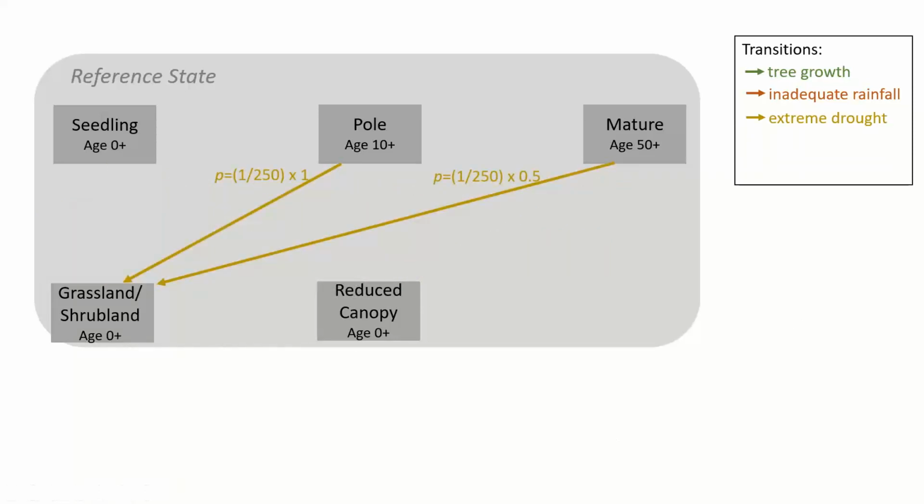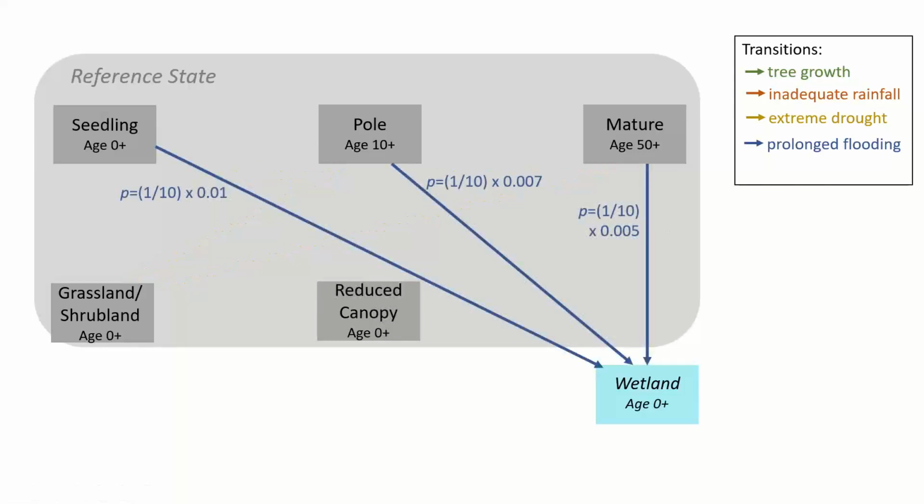So the next transition that we lifted from the conceptual model is the possibility of there being extreme drought. This has a much longer return interval. It's a 1 in 250 year event. But when it happens, we said in the group that there's a probability of 1 that you will transition from pole to grassland shrubland. And if you're mature, there's a 1 in 2 or 50% chance that you'll move across. So that's what's modeled in the case study we've done so far.